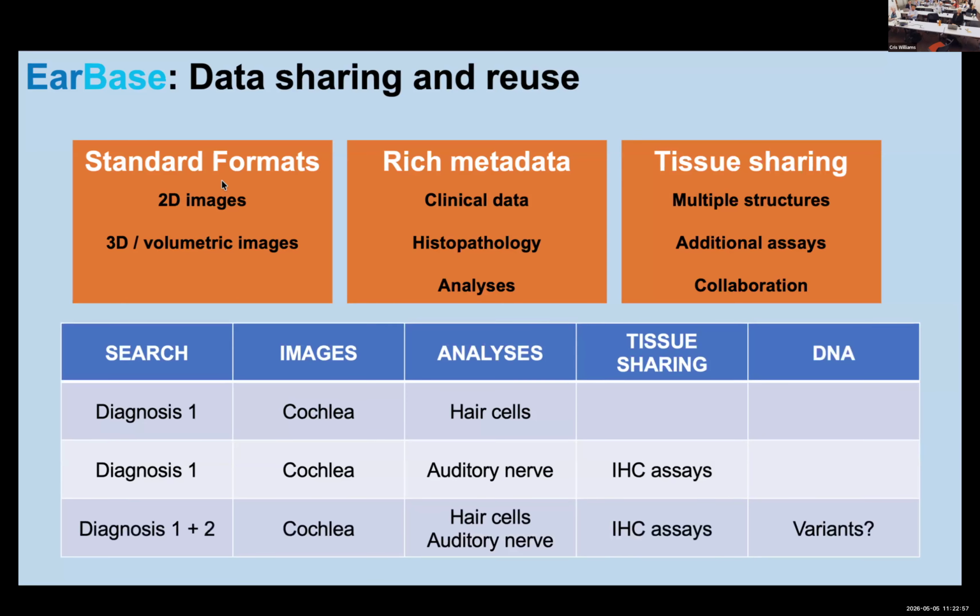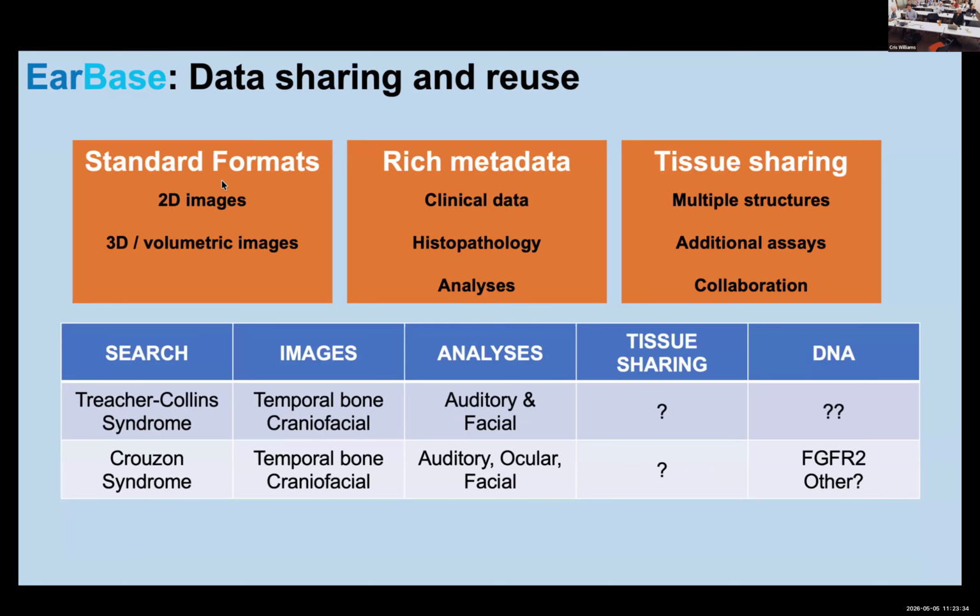The next day, right, another user enters. They select the same diagnosis, but they also add a secondary diagnosis. Let's say it's type 2 diabetes, right? They conduct assays of the hair cells and the auditory nerve, histochemical assays, but then they decide that they would like to screen for novel genetic variants in the patients that have both of these conditions. So that's a third use case on the very same tissue sections from the same donors.